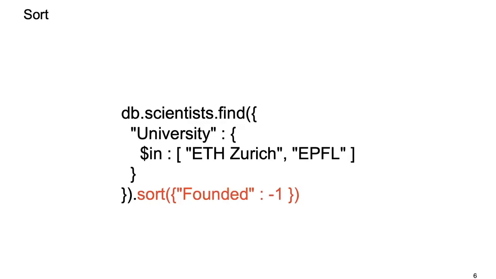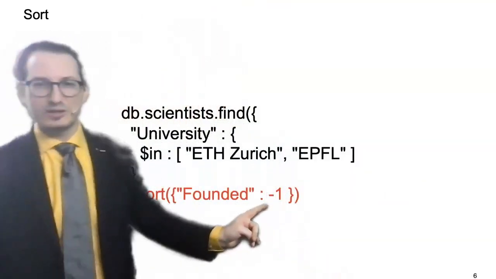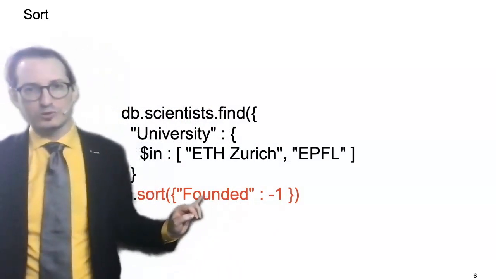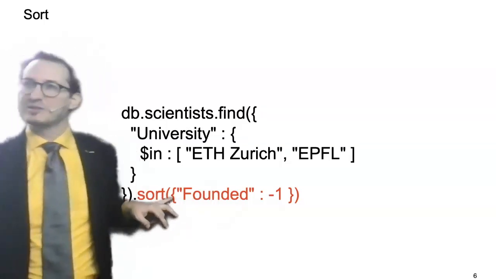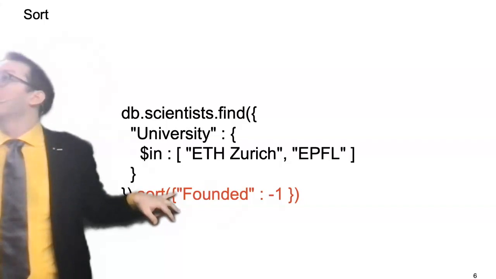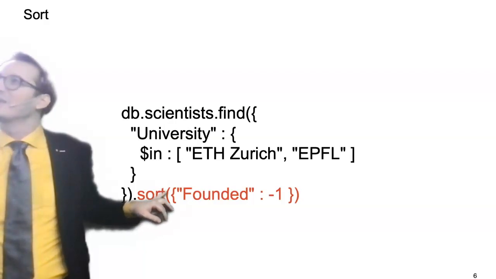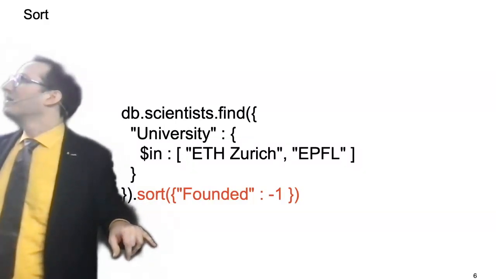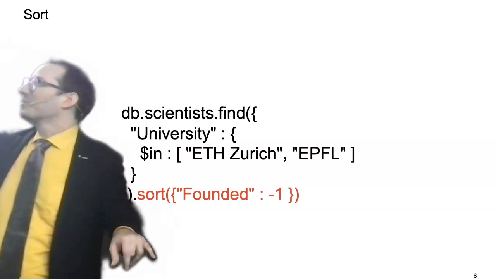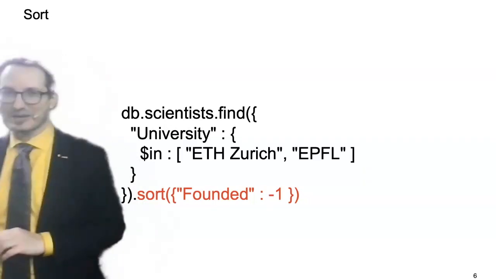Okay, here's another one. Something else you can do is sort. So you can ask to sort by founded -1, that means decreasing. -1 is decreasing, 1 is increasing. And here you would sort the results by decreasing year of foundation. That would be the equivalent in SQL of... what is the SQL equivalent of this? Yes? Yes, almost. It's called order by, but that's exactly the idea, right? So order by founded descending, exactly.